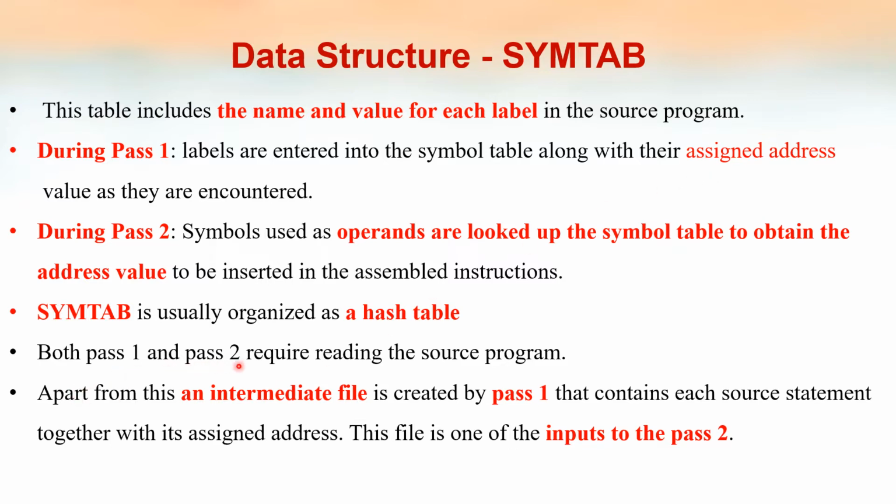Both pass 1 and pass 2 require reading the source program. The output of pass 1 is an intermediate file that contains each source statement together with its assigned addresses. This file is one of the inputs to pass 2.